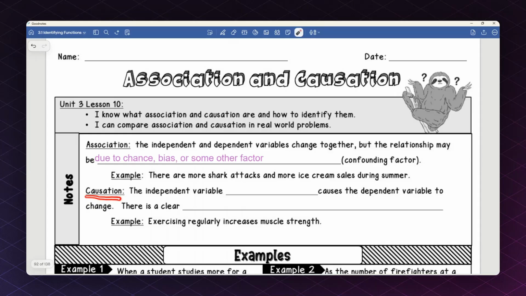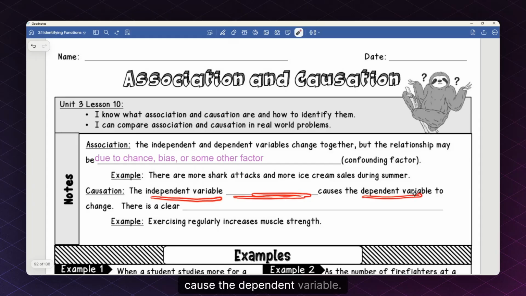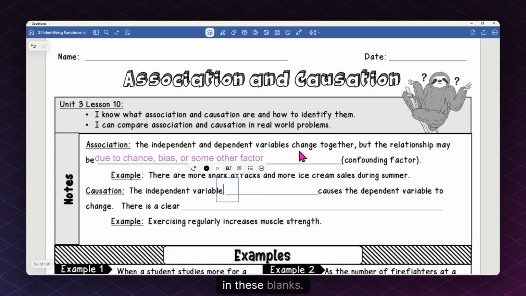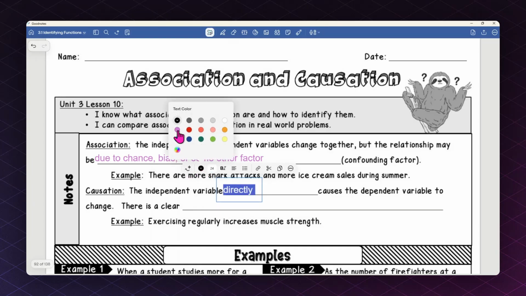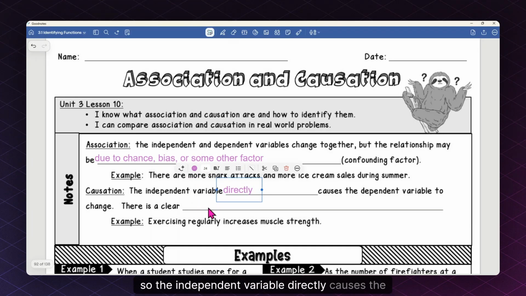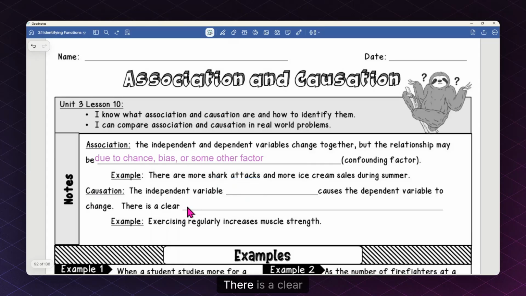Now, causation is where the independent variable is going to cause the dependent variable. There is a clear relationship. So let me go ahead and type in what's going to go in these blanks. So the independent variable directly causes the dependent variable to change. There is a clear cause and effect relationship.